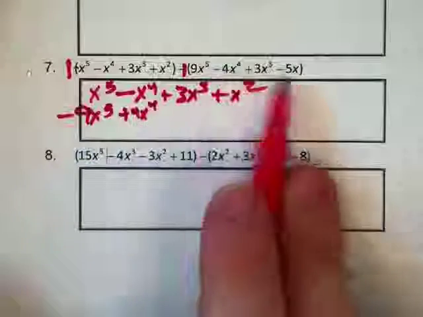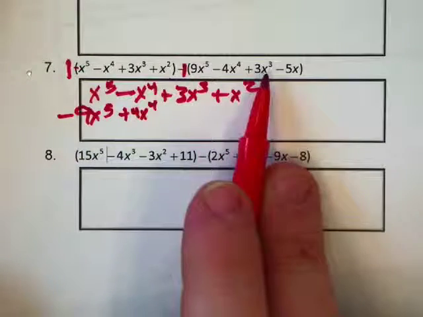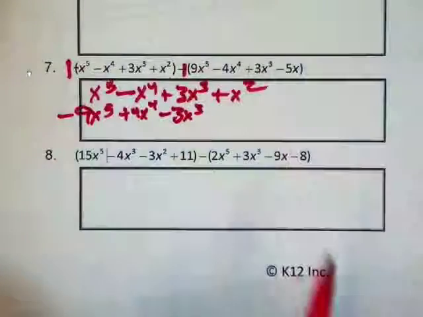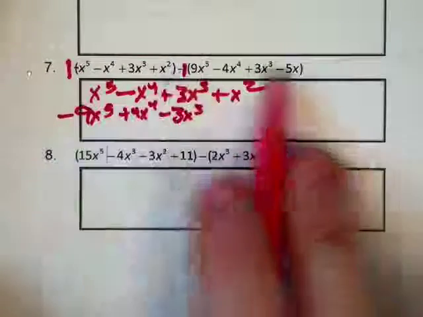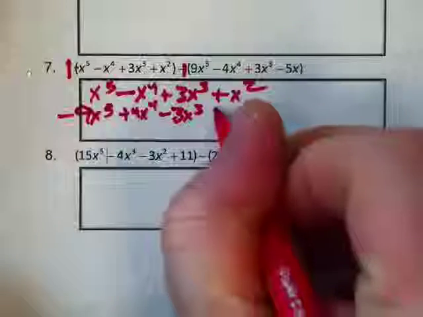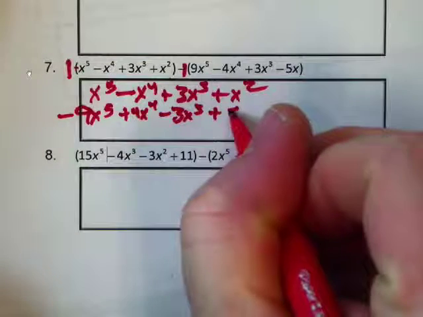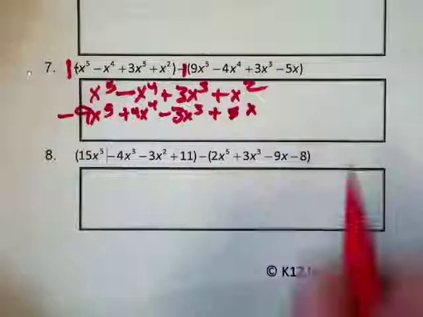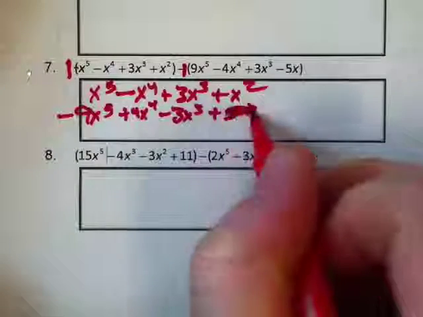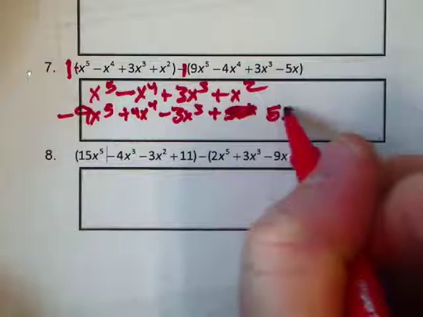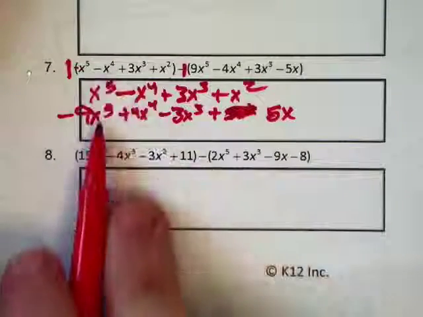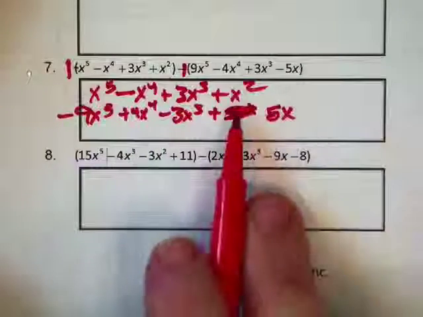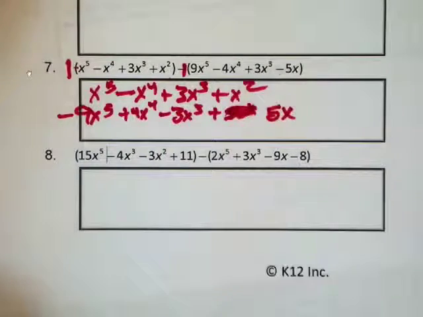Negative 1 times 3x to the 3rd would give me negative 3x to the 3rd. Negative 1 times a negative 5x would be a positive 5x. Okay, actually that wouldn't be under x squared, that's on its own here. So see how I'm lining up the x fifths, x to the fourths, x cubed, there's no x squareds, and then just the x out by itself.